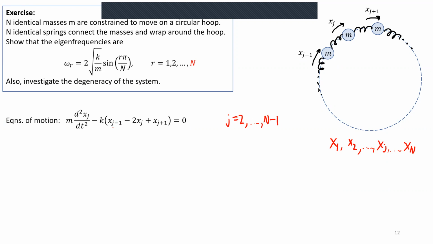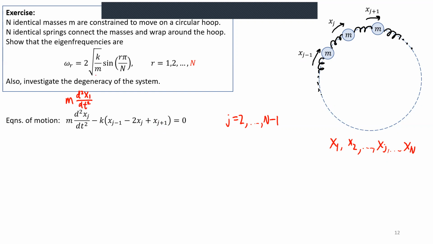For j equals 2, j minus 1 is just 1, that's okay. On the other hand, if you put j equals n, then this j plus 1 would be n plus 1. Okay. And strictly speaking, we don't have xn plus 1. Okay, but let me write down the equation of motion for x1 separately then.